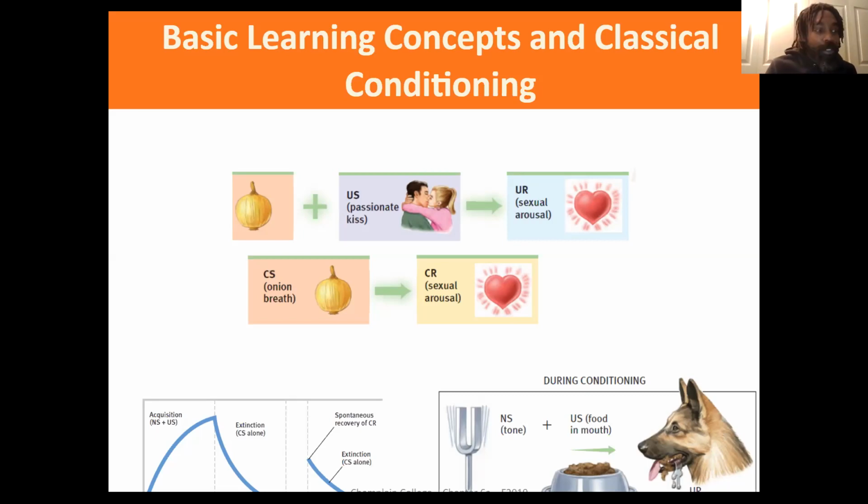Basically, in classical conditioning, what they felt is that if you took an object and you paired it with an unconditioned stimulus, so here we're going to take an onion, or onion breath, as it is referred to, and we're going to pair it with passionate kissing. So every time that passionate kissing occurs, onion breath will be paired with it. Then what happens is that over time, just the onion breath itself can lead to what now becomes a conditioned response, which is sexual arousal, because it was paired so often with passionate kissing.